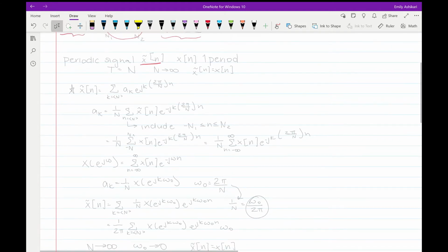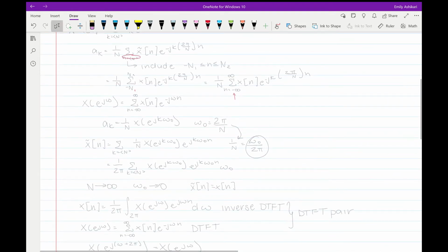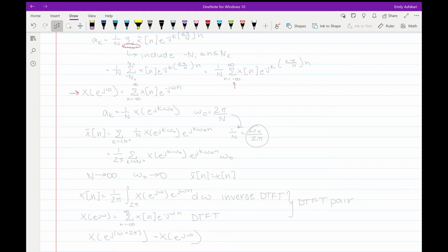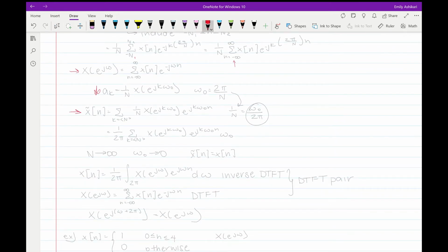So we're going to write our x of n right here and get our AKs. And then we can actually change the bounds on our AKs to n1 to n2, and then because our signal is 0 elsewhere, we can actually change those bounds again to negative infinity to infinity. Then performing a DTFS, which we already know, we're going to get our big X of e to the j omega summation formula, and we can solve for our AKs again, and then plugging this formula into this formula, we're going to get our new x tilde of n.